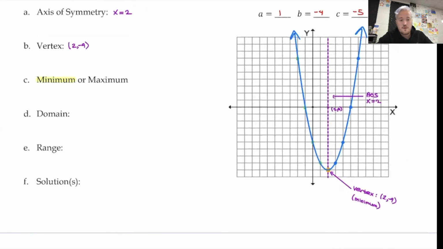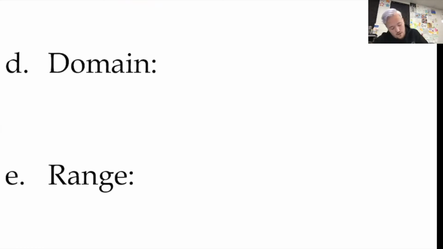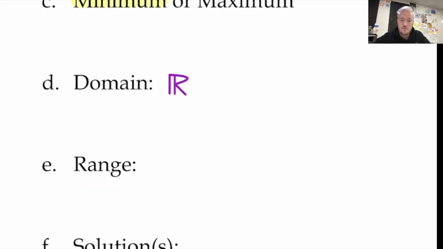All right, now I want to look at the rest of these attributes. I want to find the domain and range. Your domain of your parabolas here is always going to be all real numbers. So you can really just draw the symbol. I'm going to attempt to draw this. Close enough. So I'm going to draw the symbol for all real numbers, which is my domain.